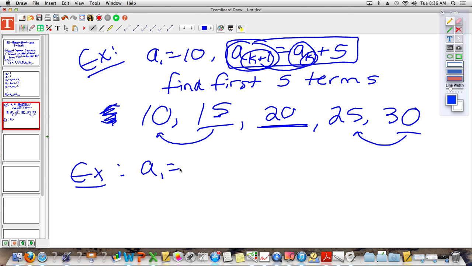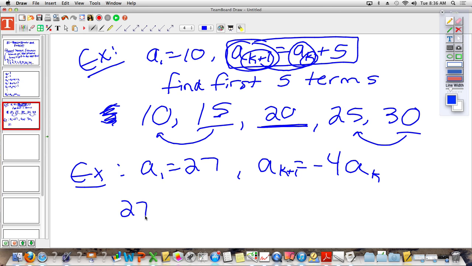The first term is 27, and the rule is, I'm sorry, a sub k plus 1 is equal to negative 4 times a sub k. What is the very first term? 27. So according to our recursive rule right here, to figure out any term a sub k plus 1, you have to take the term right before it, a sub k.